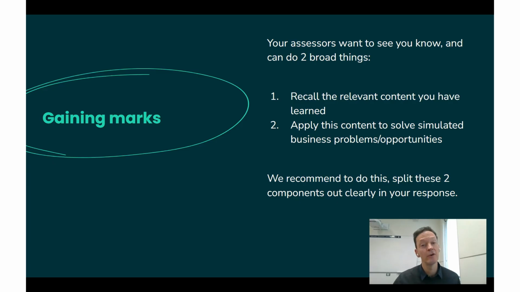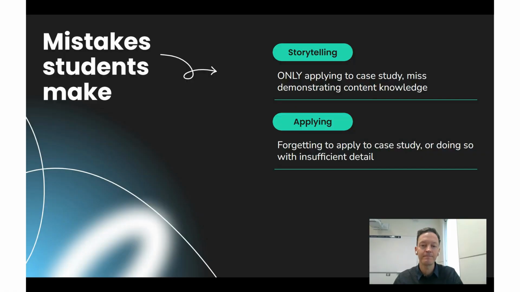And this is the focus of the video today, and one of the key skills that students can often struggle with. The recommended approach that this video is going to take you through is just that. It's just a recommendation. There are other ways that you can go about making sure that you both recall the content and apply it to the particular business problems. This is just one way that you could go about that.